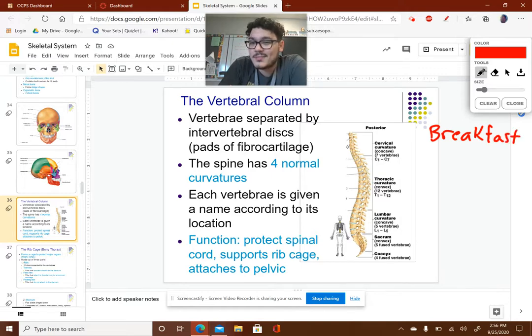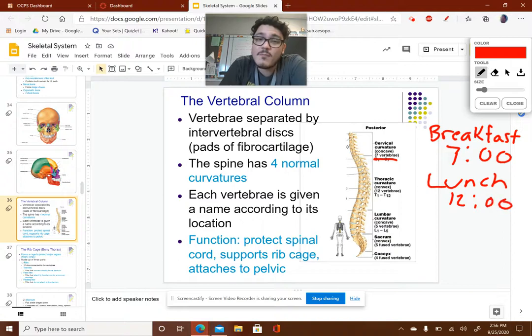What time is breakfast? 7 o'clock. Why 7? Because there are 7 vertebrae in the cervical region. What's the next meal of the day? Lunch. What time is lunch? Noon, 12 p.m. Why 12? Because there are 12 vertebrae in the thoracic region.